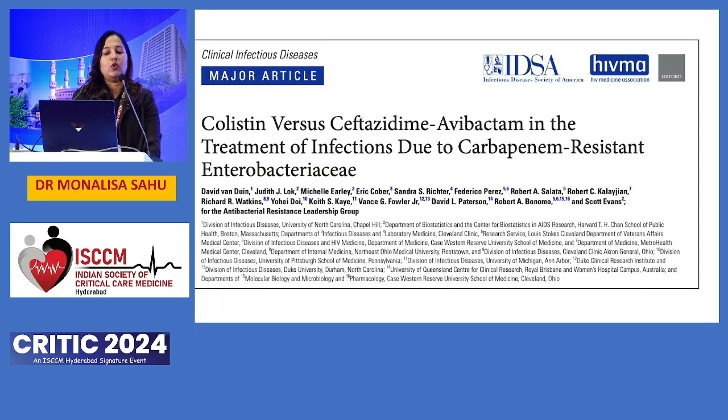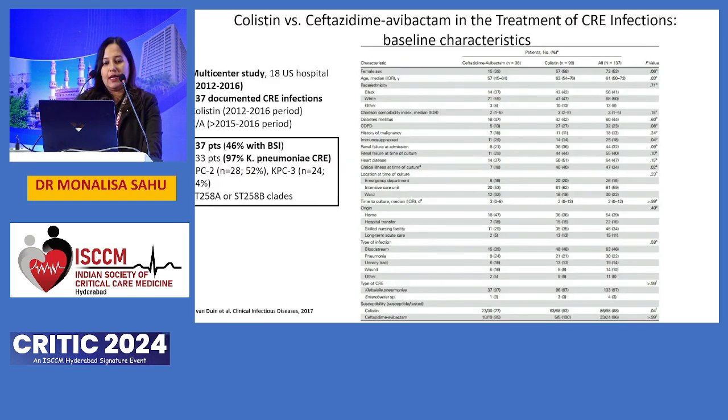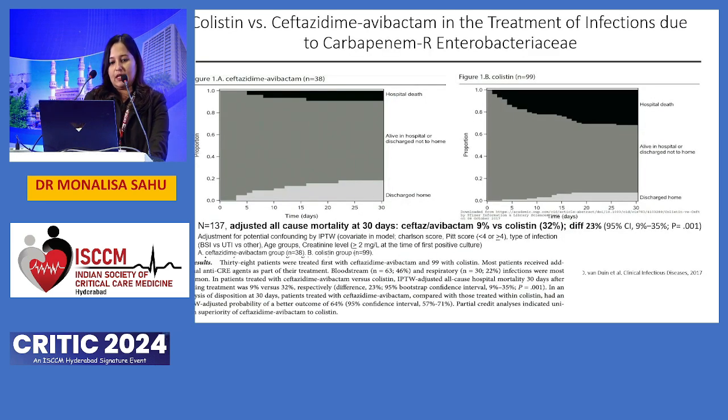Coming to the study which compared the colistin with the ceftazidime avibactam, it was published way back in 2020. It is a multi-center trial which included 137 patients, of whom 98 were given the colistin and about 38 of them were given the ceftazidime avibactam, and it was shown that the adjusted all-cause mortality at 30 days was 9% in the ceftazidime avibactam group as compared to 32% in the colistin group. The difference was 23%, which is very significant.